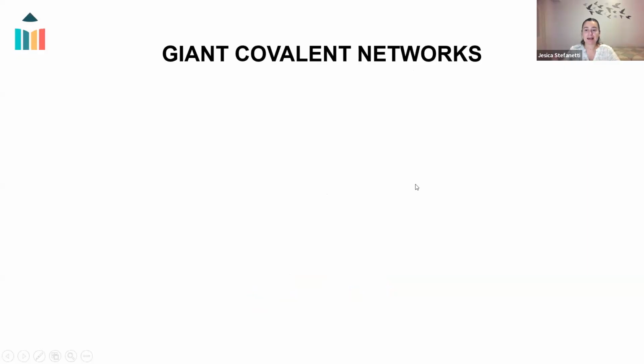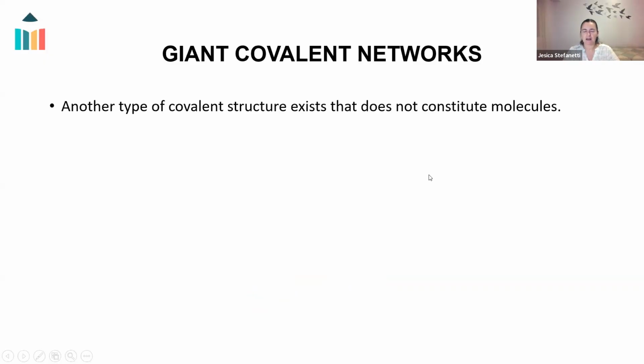Let's go now to another kind of structures that you should know. There are some structures known as giant covalent networks. These are one specific type. Sometimes covalent bonds will not produce molecules, so we should have in mind that we don't always have molecules as a result of sharing electrons. If we don't have molecules, we might have these giant covalent networks.